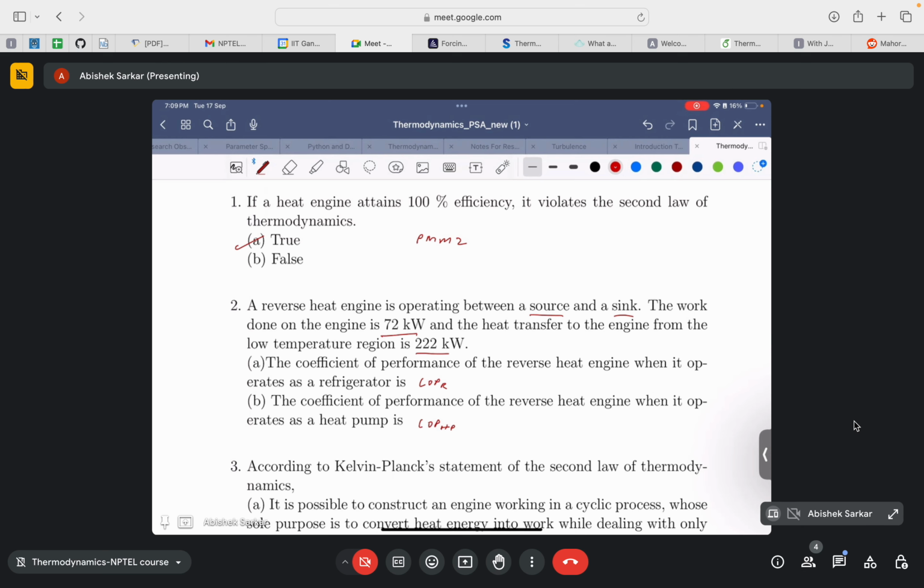Then I guess it's very simple actually. The formula for COPR is QL by QH minus QL, or QL by W net. So just use this formula and then tell me the answer. No need to bother about temperature, because the heat interactions are given, so you can let me know. Okay, let me give you 4 minutes to find the answer, then we can discuss it.